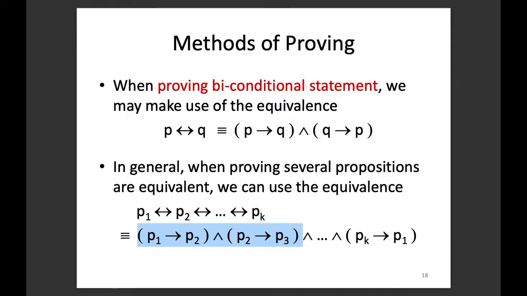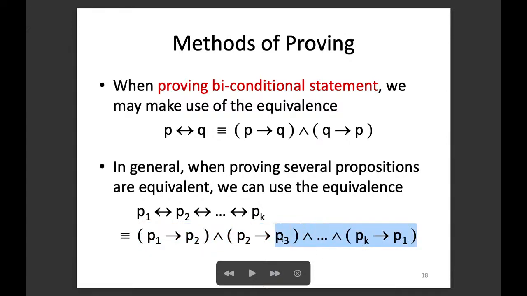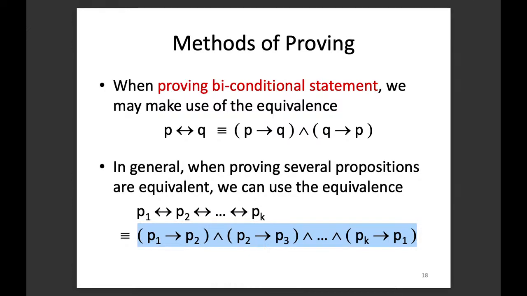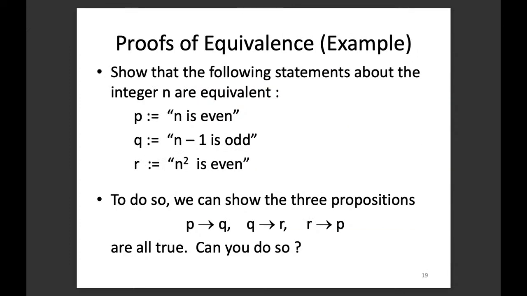So this is what we can do. Just by showing only these things, we can show any two of them are equivalent to each other. Okay, so this is the idea. We just show a simple example here. This is a trivial example, but you can see the idea.